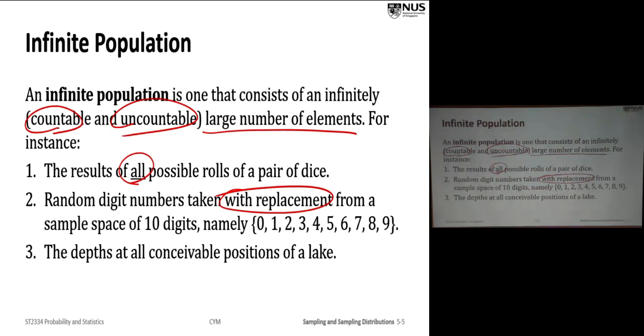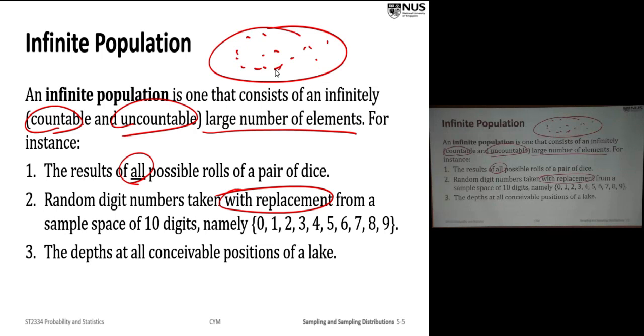But each of them is either 0, 1, 2, up to 9, all right? So in other words, this is the population. There are infinite numbers, infinite individuals there. And each of them is either a 0, a 1, a 2, or so on, up to 9. But how many of them? Infinite number of them. So that is considered as an infinite population.